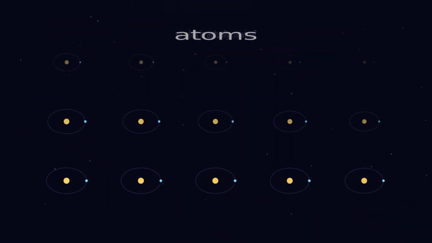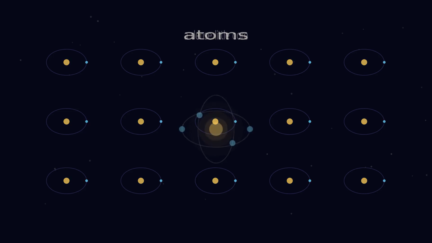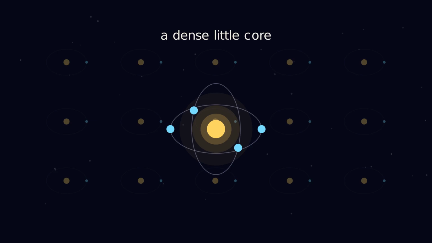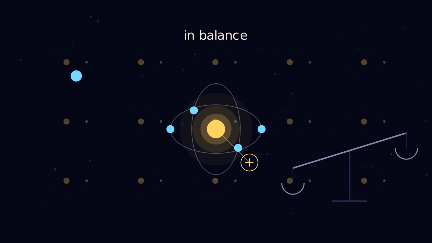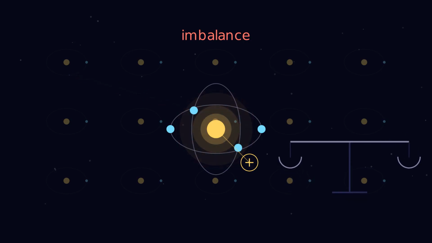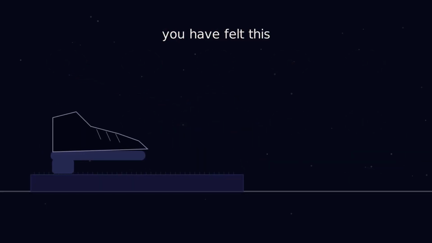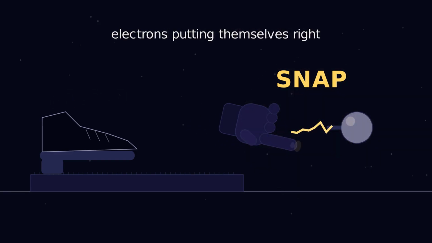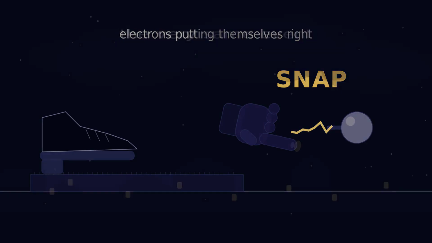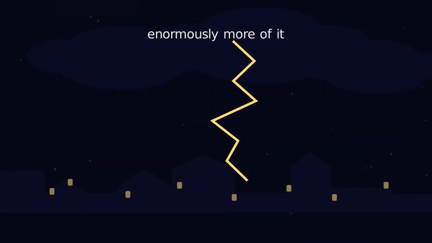Everything around you is built from atoms. At the center of every atom sits a dense little core, with electrons out around it. Those electrons carry a charge we call negative. The core carries the opposite, positive, and opposites want very badly to be in balance. Pull electrons away from where they belong, and you have made an imbalance. Nature will correct it, the instant you give it a path. You have felt this. Scuff your shoes on a carpet, reach for a doorknob, and snap. That sting is electrons putting themselves right all at once. Lightning is the very same event, enormously more of it.